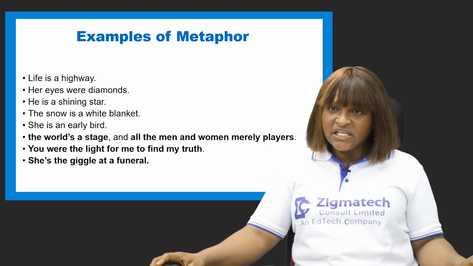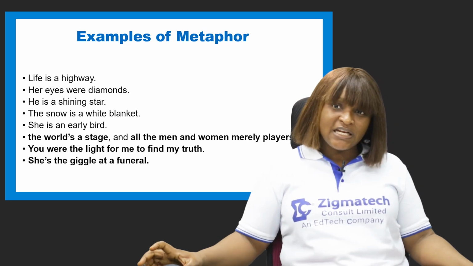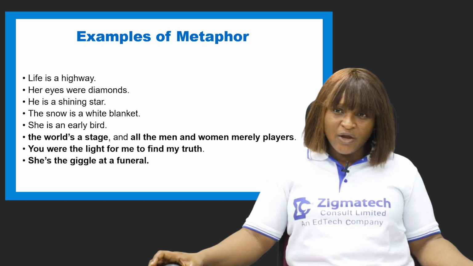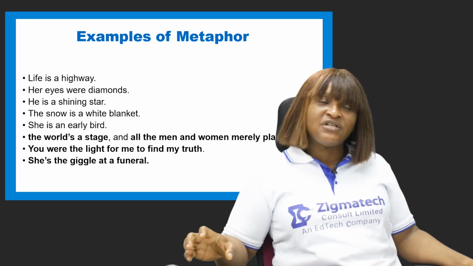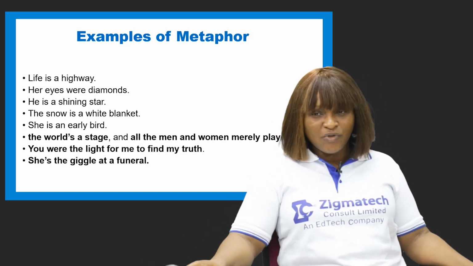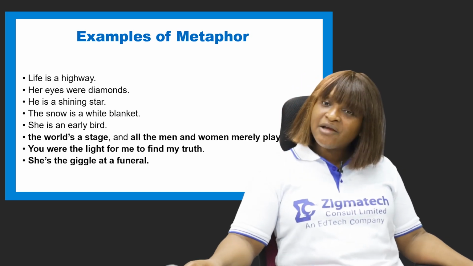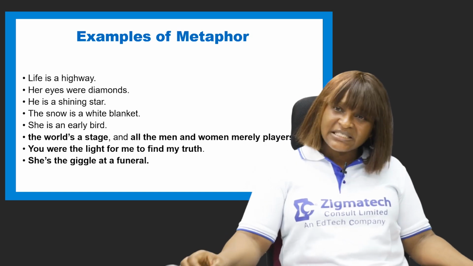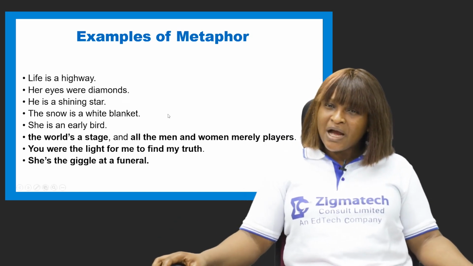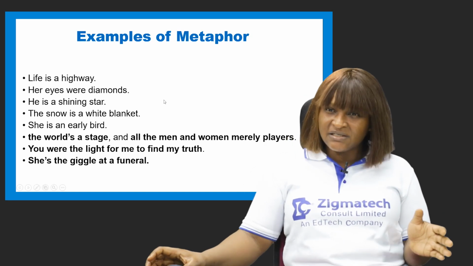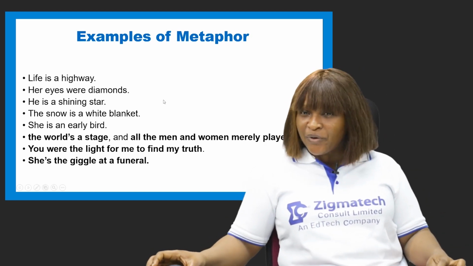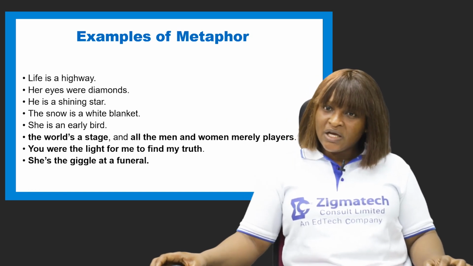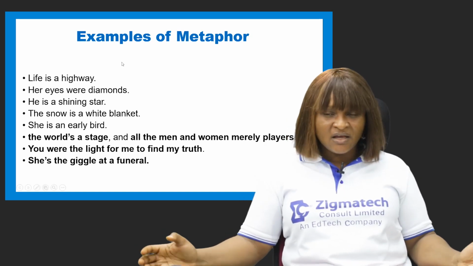So these are some examples. Life is a highway. It's not saying that life is like a highway. Rather, it's telling us that life is actually a highway. Sometimes you hear people say life is a stage. That's the words of Shakespeare. That means it's a place of drama, a place of acting. So you are actually saying that life is this. When someone says life is a highway, in life you just have to keep running it. You don't stop.